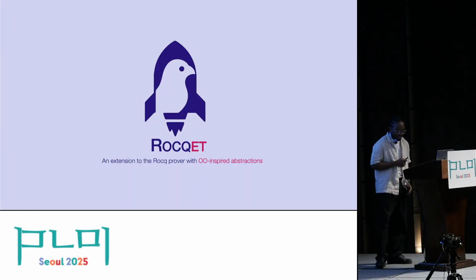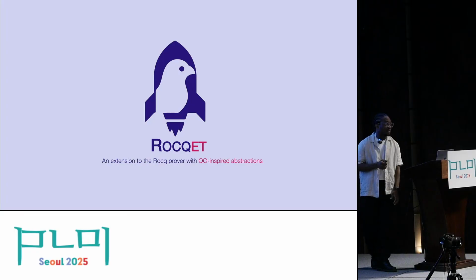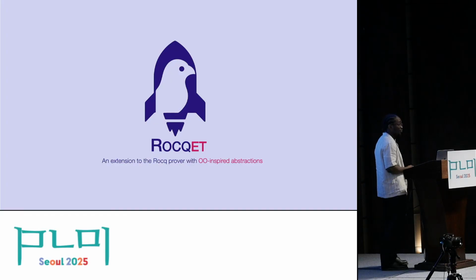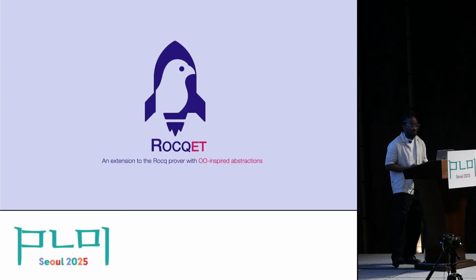So in this work, we're taking a fresh look at programming. In particular, we're inspired by object-oriented techniques of inheritance and family polymorphism. So basically what we do here is we retrofit family polymorphism and inheritance into the Rocq prover to enable extensible proofs. This is implemented as a plugin for Rocq today.